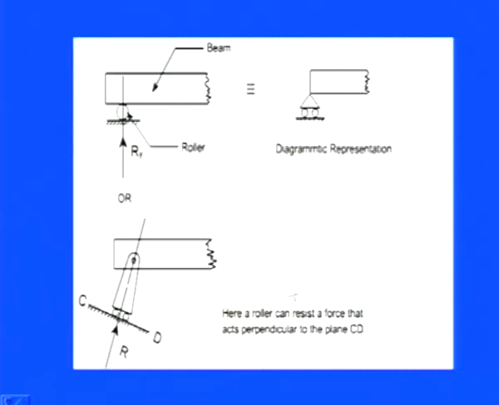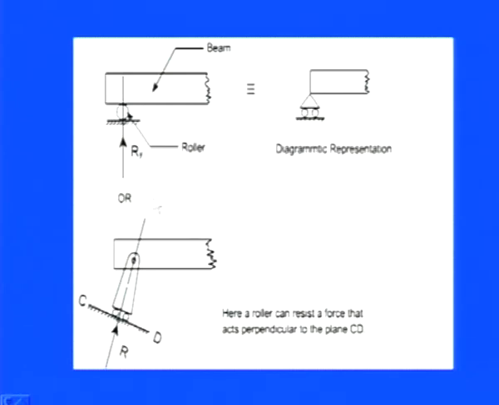Or we can say here a roller can resist the force that acts perpendicular to the plane of CD. So you see here, it is not that a straight one is there, even if it is at a twisting angle, these pin joints can act as a roller in this particular way, and you see the reactions are coming along this particular line of action, which is exactly perpendicular to this particular plane CD. So these reactions will be going along this line.